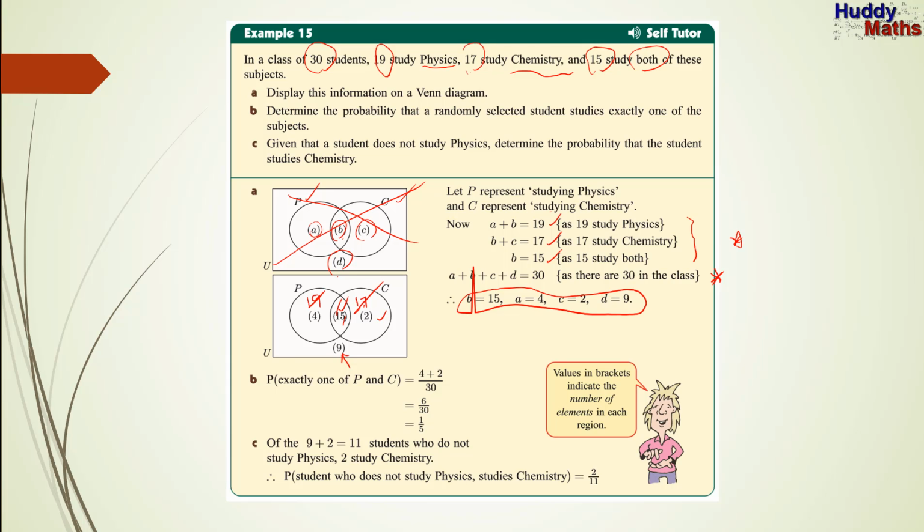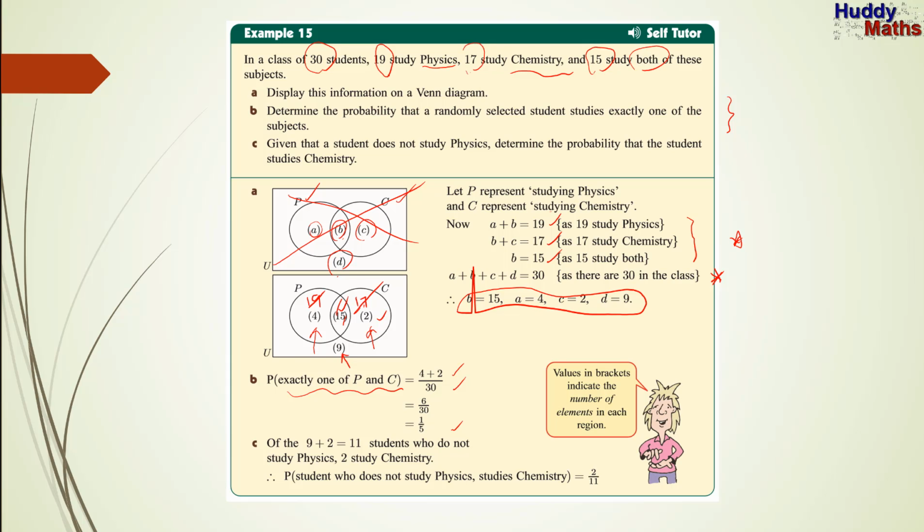Determine the probability that a randomly selected student studies exactly one of the subjects. So one of physics and chemistry. So one means either physics or chemistry, but not both. So it's that 4 and 2 out of the total of 30, which is 6/30, and that cancels to 1/5.